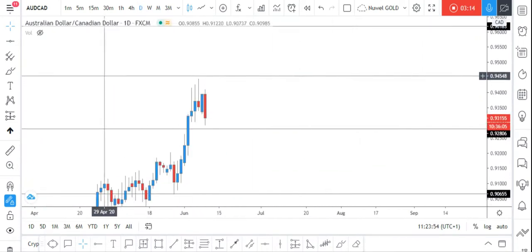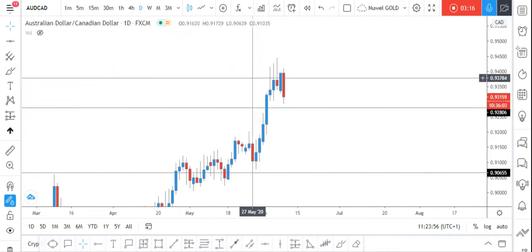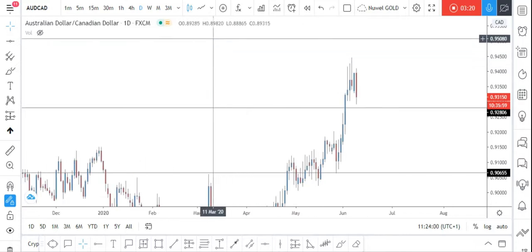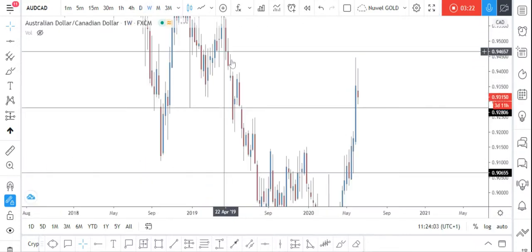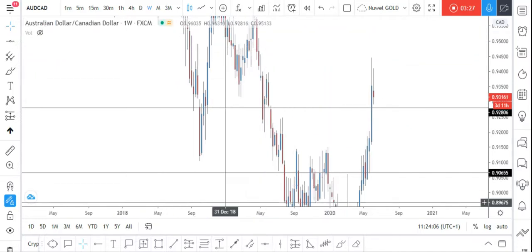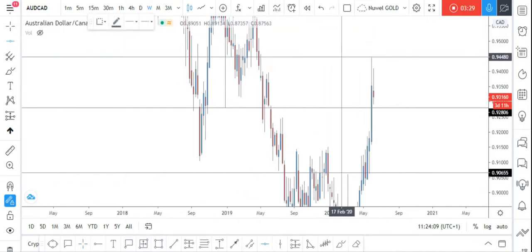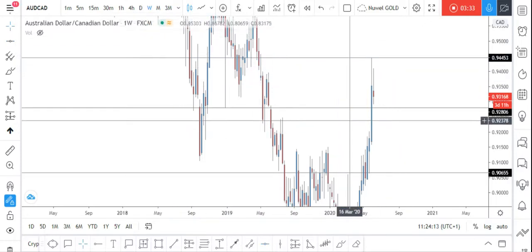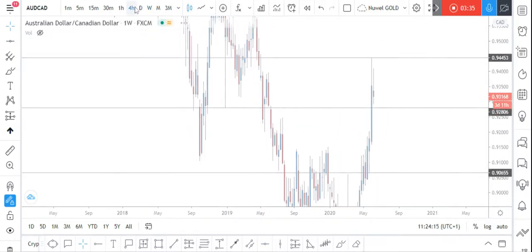So on the daily, what do we see? We see price spikes into 0.9450. Now let me look whether there is any level there. 0.9450, no. But for the sake of this, we can just put this right here. That was last week's high. So we can just use that right there.